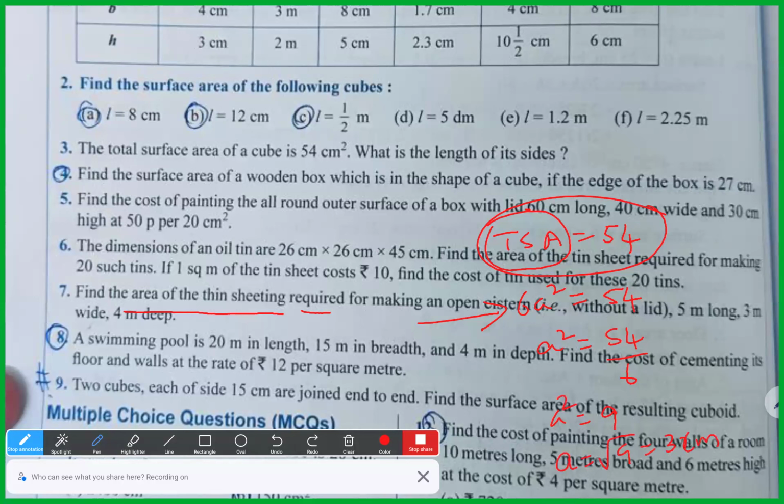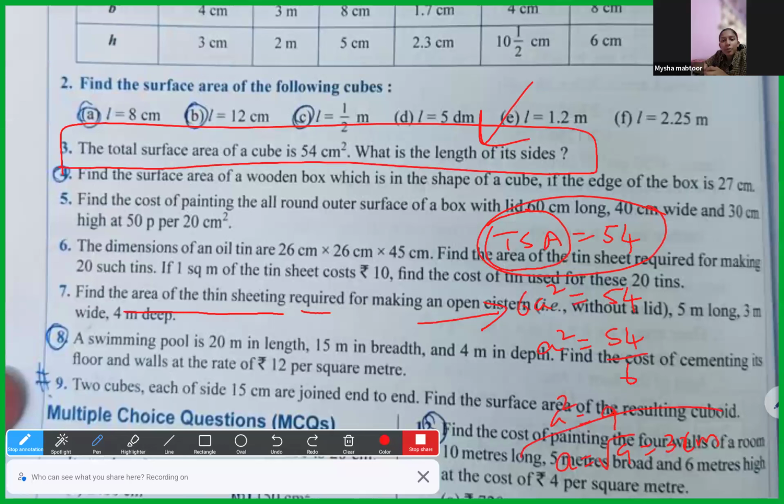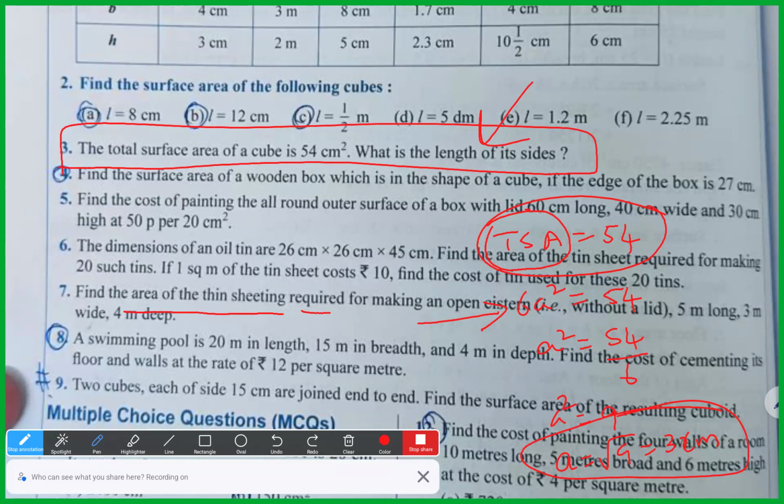Okay. Sir, they are asking for the length of the side, which side? Sir, I sent you the picture. Did you see it? Yes, Maisha. This is correct.